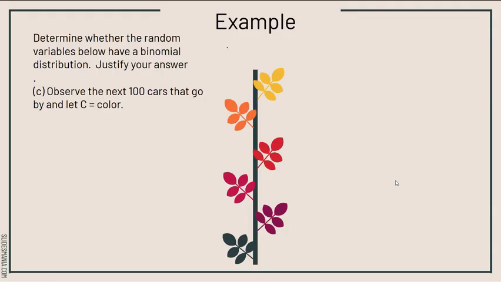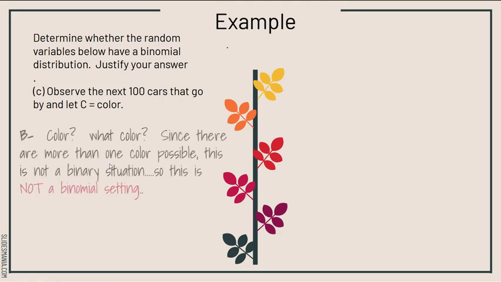All right, let's go to the next one. Observe whether the random variable shows binary distribution. So observe the next 100 cars that go by, and let C equal color. Okay, B is a success and failure. It says color, but it doesn't say what color. Since there are more than one color possibilities, this is not a binary situation. So this is not a binary setting.